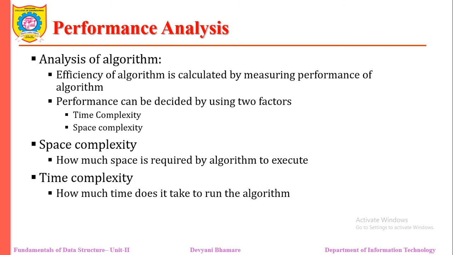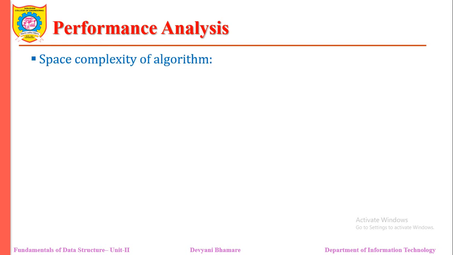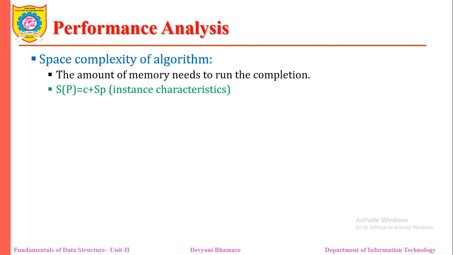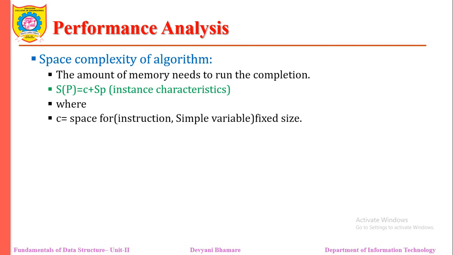As I said, the performance can be decided by two factors, space complexity and time complexity. The space complexity focuses on how much space is required by an algorithm to execute, and the time complexity indicates how much time it takes to run the algorithm. The space complexity of an algorithm is nothing but the amount of memory needed to run for the completion of that particular algorithm.